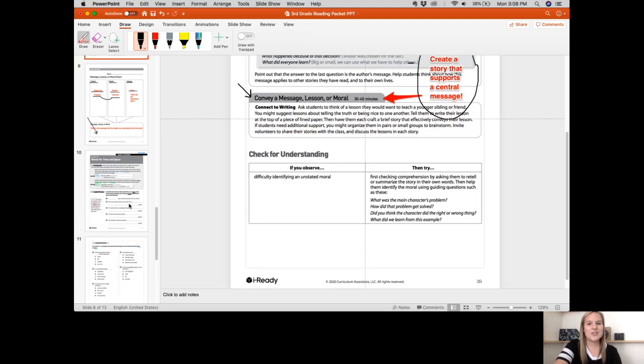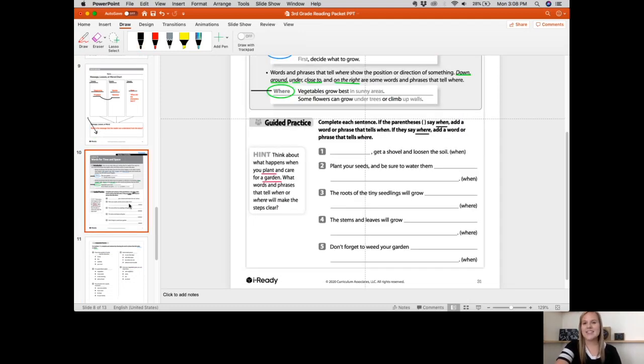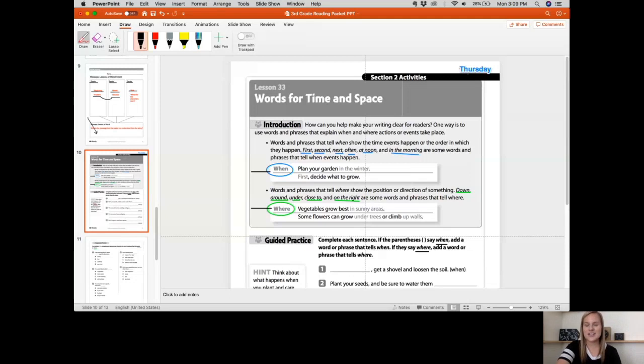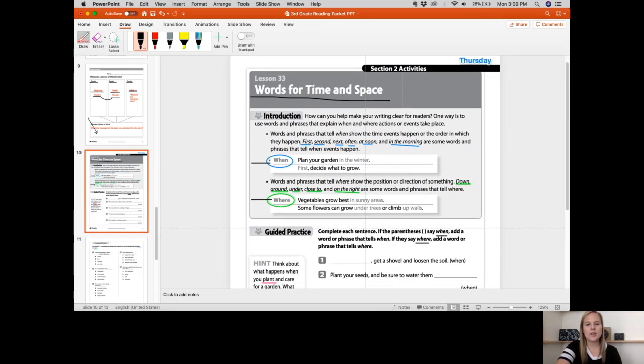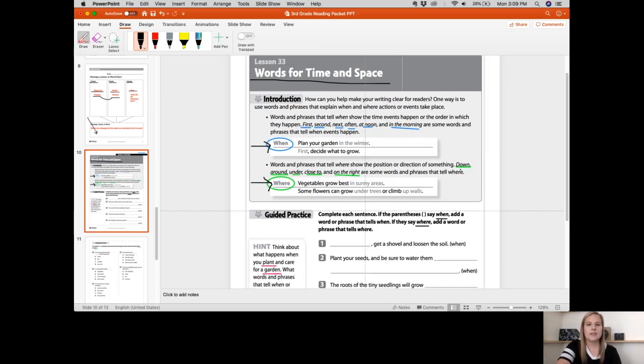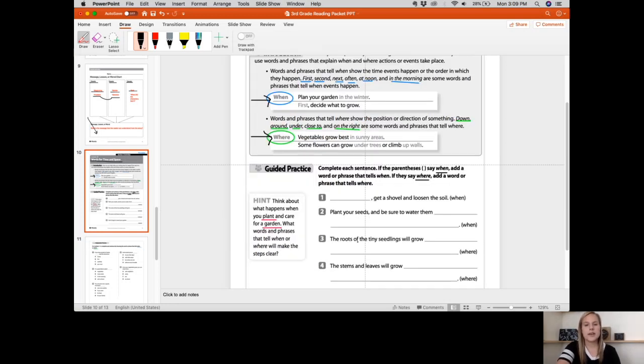All right, so the next day is Thursday, and what you're going to do is you're going to think about specific words for time and space. I have circled in blue the when words and in green the where words. So when words are first, second, next, often, at noon, in the morning, in the evening. I'm sure you can think of a lot of other ones too. On Saturday. And where words: down, around, under, close to, far away, on the right, on the left.